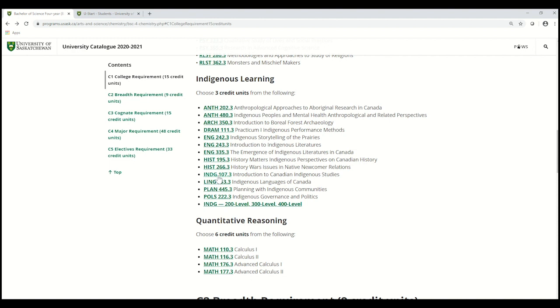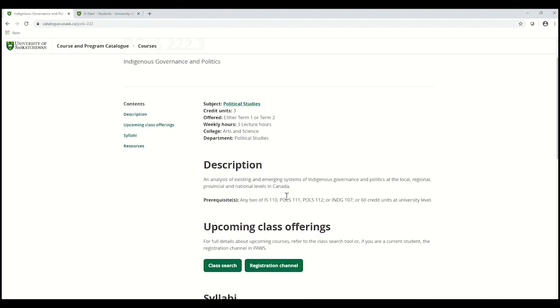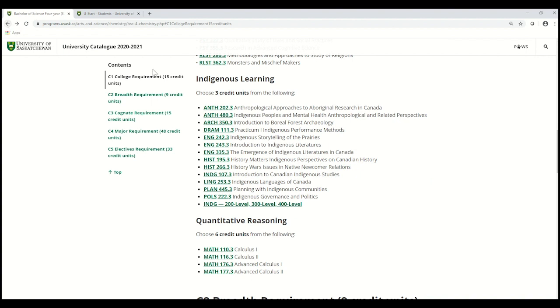If you want to take your Indigenous learning requirement later in your degree, you might choose something like Political Studies 222. If you click on that, I just want to point out that there are prerequisites for that class. One of the prerequisites is 60 credit units at the university level. So you could take this class in your third year, assuming you have 60 credit units, even if you haven't taken a political studies course before, and that would work towards your Indigenous learning requirement.